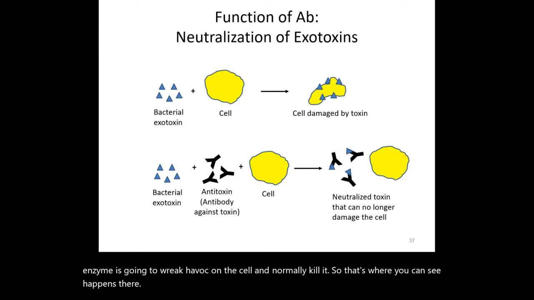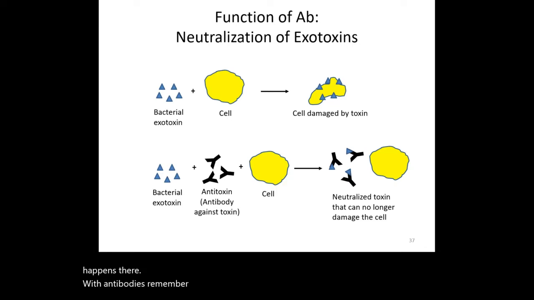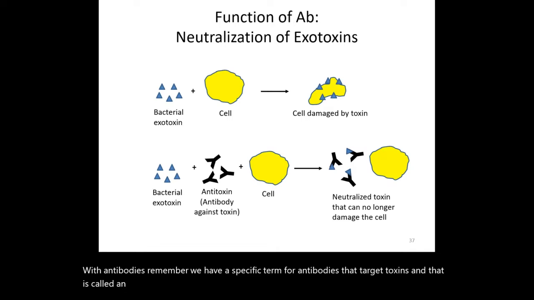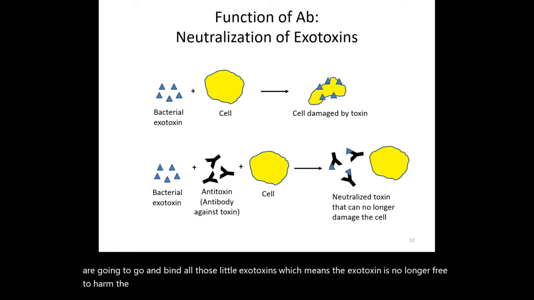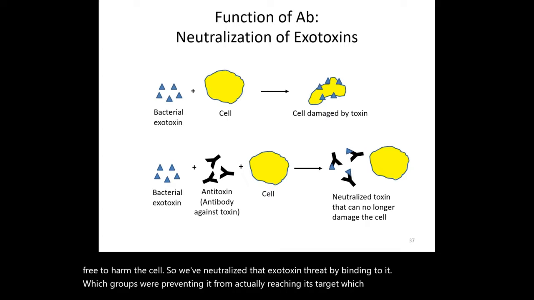Well, with antibodies, remember we have a specific term for antibodies that target toxins, and that is called an antitoxin. So once we've generated these antibodies, or as I should say, antitoxins, they are going to go and bind all those little exotoxins, which means the exotoxin is no longer free to harm the cell. Okay, so we've neutralized that exotoxin threat by binding to it, so we're preventing it from actually reaching its target, which is the host cell.